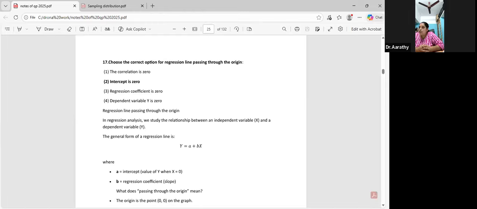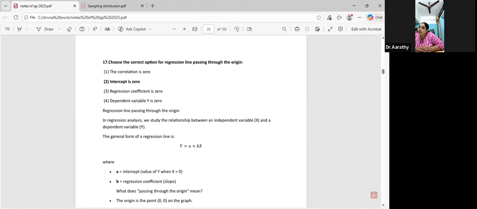So general form of regression line is y = a + bx, where a is the intercept. The meaning of intercept is when x, or the independent variable, has a value of 0, y, or the dependent variable, will have some value, right? That value is called intercept. Okay, a. And b is the regression coefficient. b is called the regression coefficient.